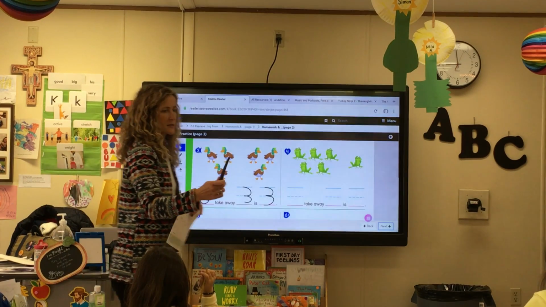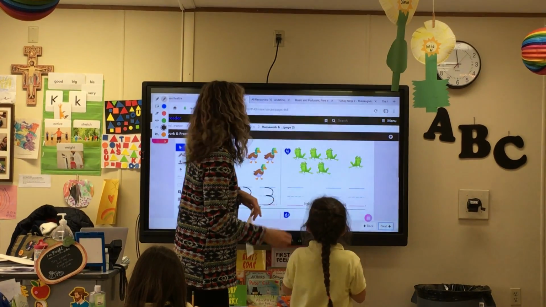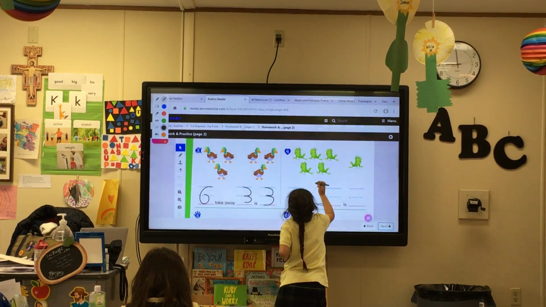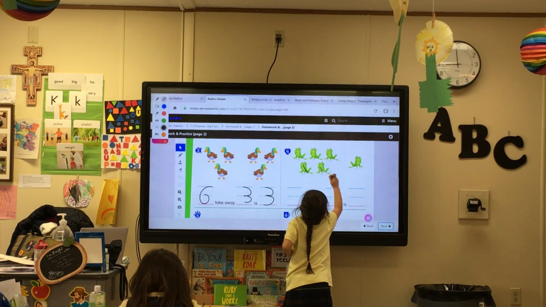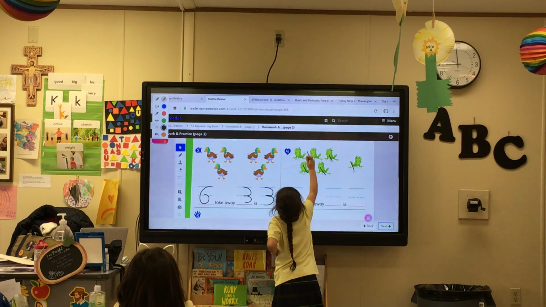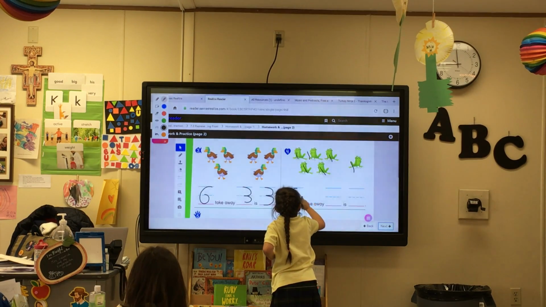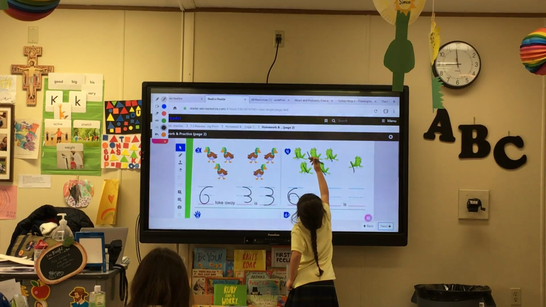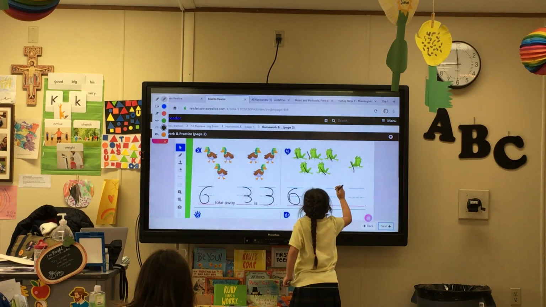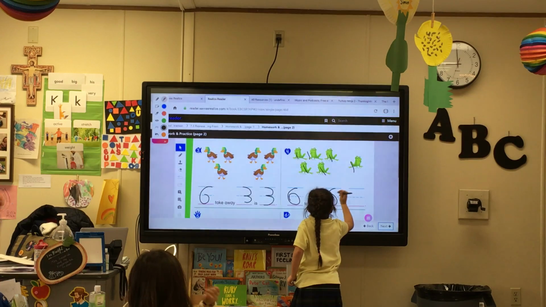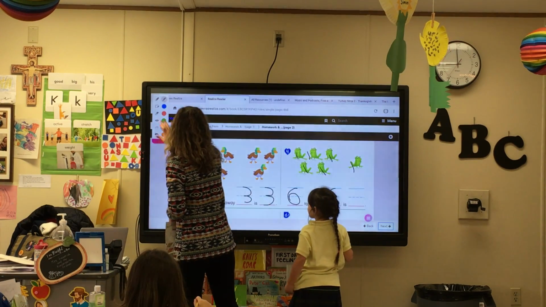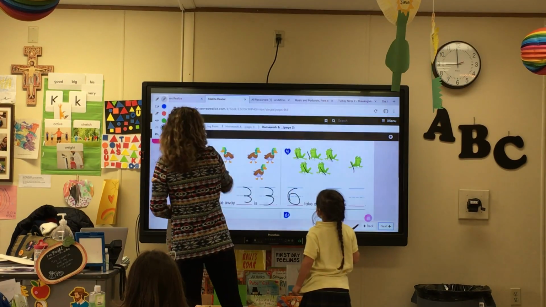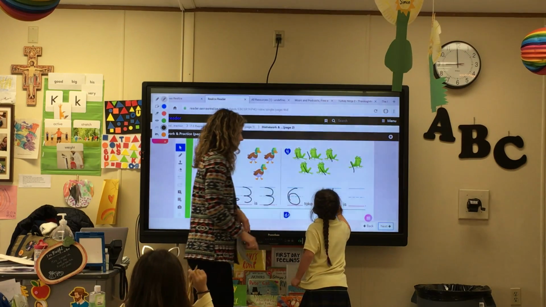Audra, go ahead and do the frogs. Everyone start counting your frogs. Count how many frogs there are all together. How many are jumping away? How many are left? See if you can get the same as Audra. Get it done before. Jumping away. How many are leaving? Just 1. So 6 take away. There you go.